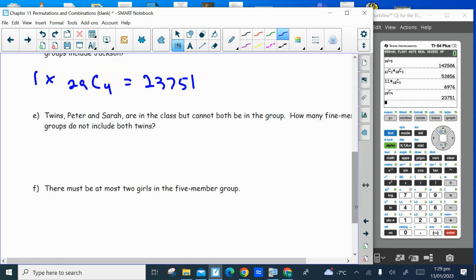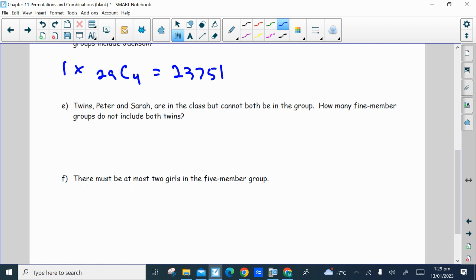Part E says twins, Peter and Sarah, are in the class but cannot both be in the group. How many, that should be 5-member groups, do not include both twins? So I would probably do this one by going all possibilities minus the possibilities with both twins. This is a process that we've used before. So all possibilities would be our answer to part A, 30C5, which was 142,506.